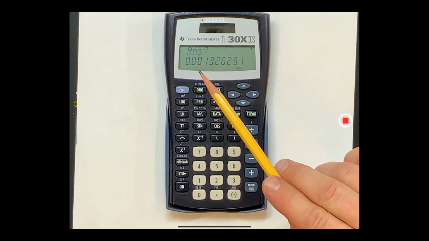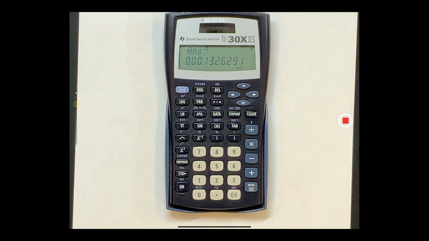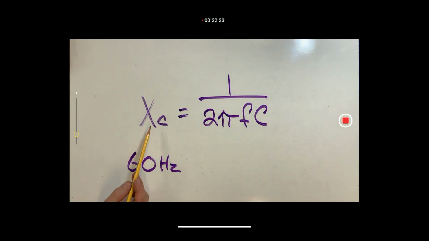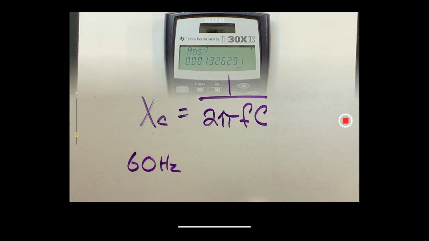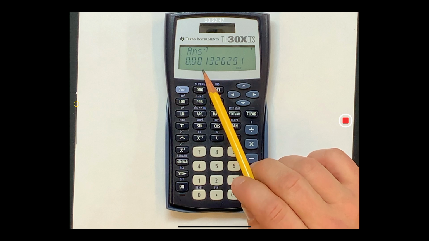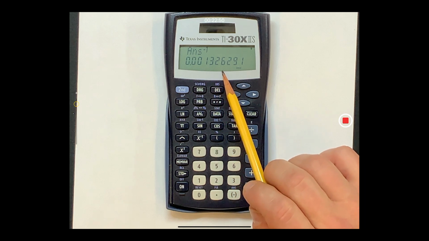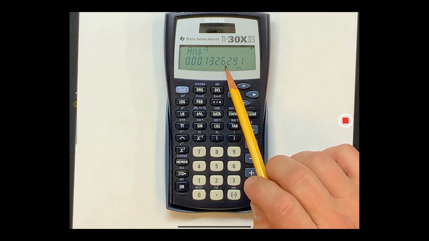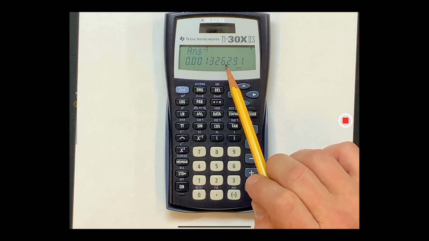Now because I used microfarads and the capacitive reactance formula is supposed to give me ohms, I then have to look at this and say I need to move my decimal point 6 spaces to get micro. So this would actually be 1,326.291 ohms of capacitive reactance.